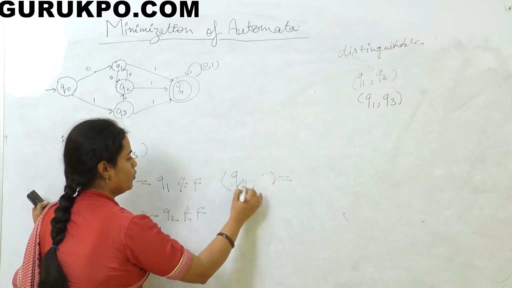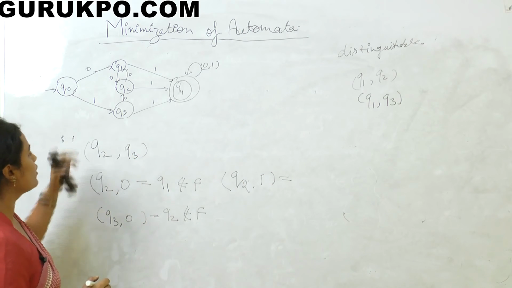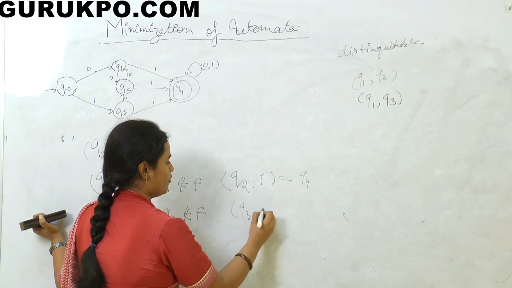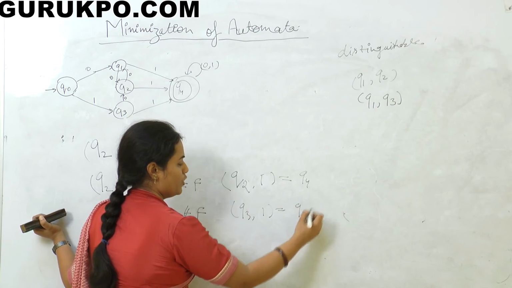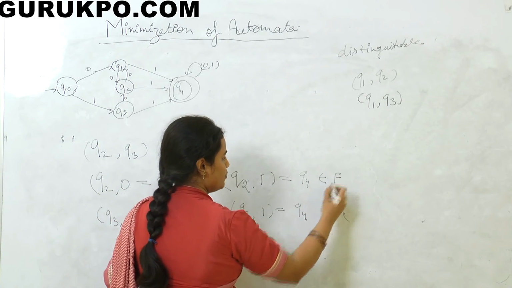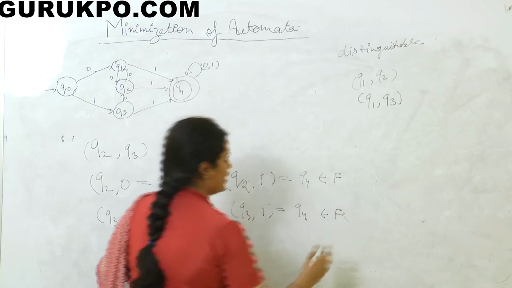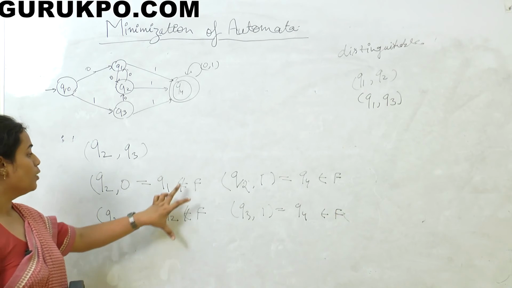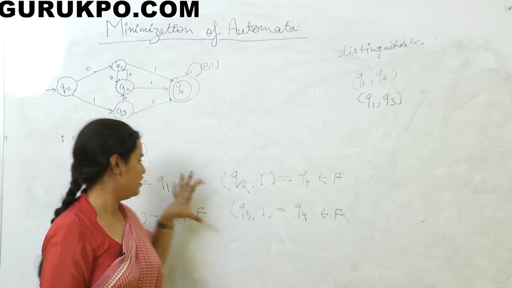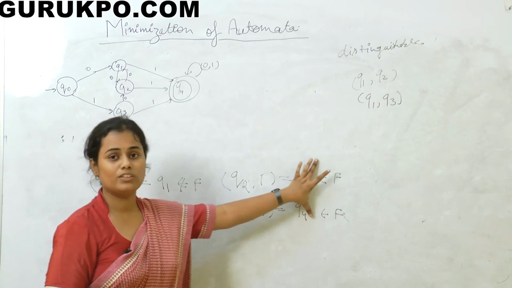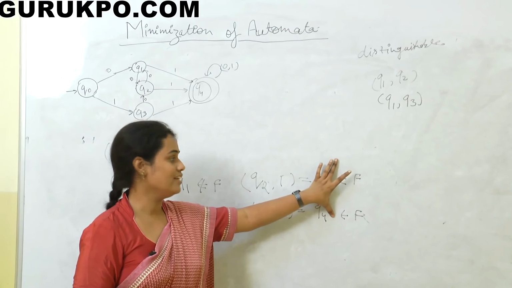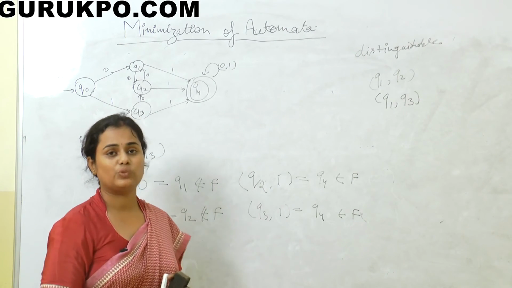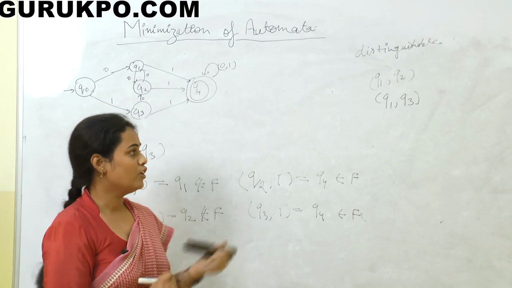When I am giving Q2 the input 1, I am reaching the state Q4. At Q3, I am giving 1, then I am reaching the state Q4 as well, and both of these belong to the set of final states. In this case, it is very much clear that either both states do not belong to final, or both states belong to a final state. That is why Q2 and Q3 are non-distinguishable.